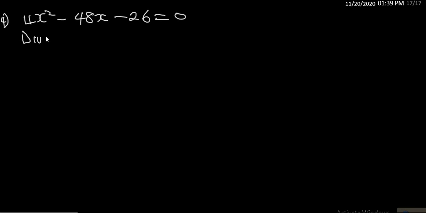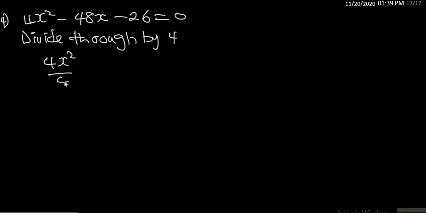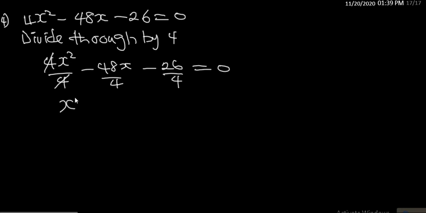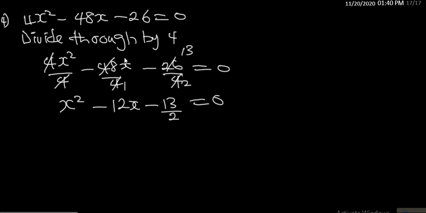So first step, divide through by 4. So that will give us 4x squared over 4 minus 48x over 4 minus 26 over 4 equals 0. So 4 goes in 4. We have x squared minus 12x minus 13 over 2 equals 0, because 2 here, 2 here, 13, and 4 here, 1, 4 here, we have 12. So that is what we have there.